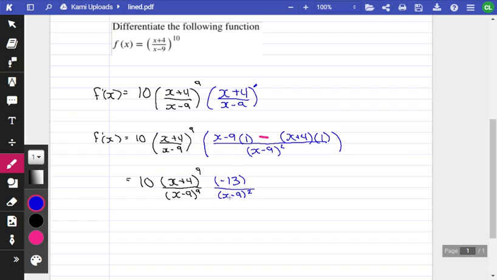So now we can see that I can group some things in the bottom. I have same bases being multiplied, so I can add the exponent. And I can simplify by going 10 times negative 13. So we get a final answer. 10 times negative 13 is going to be negative 130 with an x plus 4 to the power of 9 all over. So we're going to keep the base of x minus 9. 9 plus 2 gives me a power of 11. So that's our final derivative using the chain rule and then the quotient rule within that chain rule.